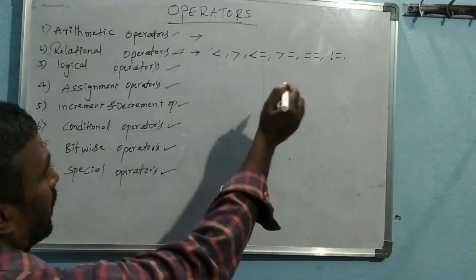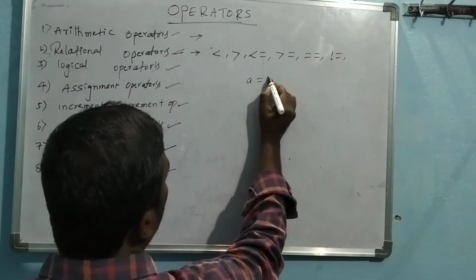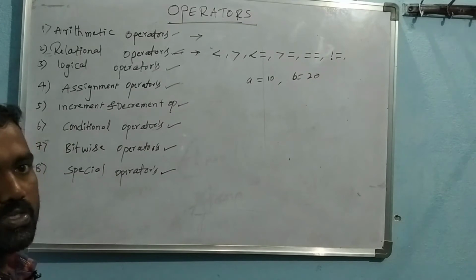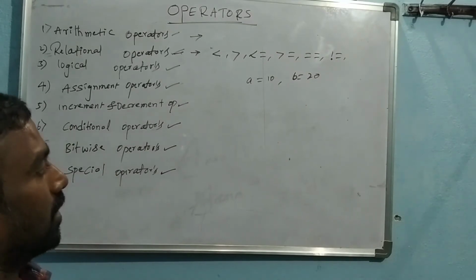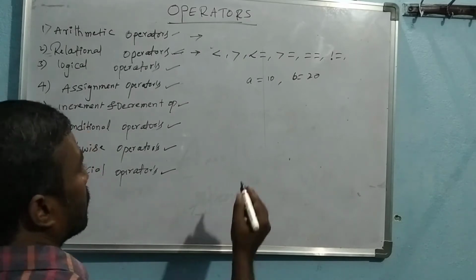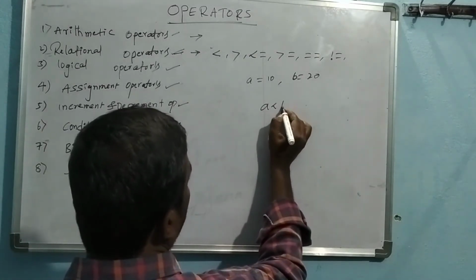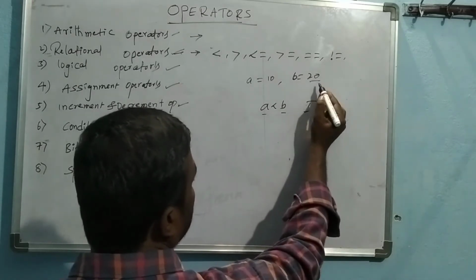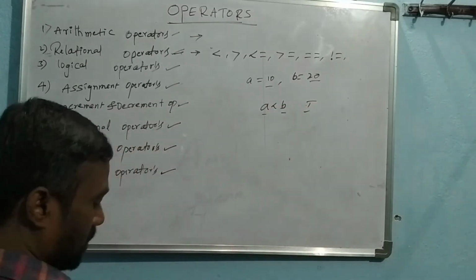Let's see a small example. I am taking A equal to 10 and B equal to 20. I am checking the condition of which value is bigger, so that's why I am using A less than B. This condition is true. Why? Because B is 20 and A is 10.